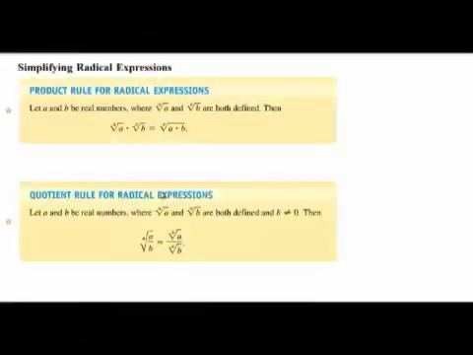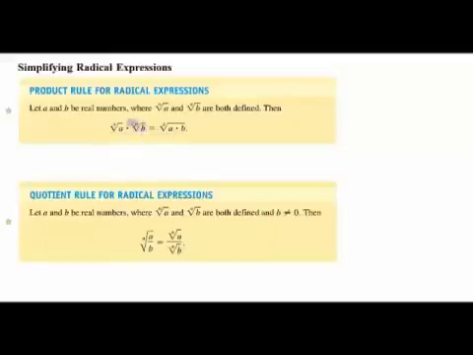Let's first look at a couple of rules for simplifying radical expressions. First, the product rule for radical expressions says let a and b be real numbers, where the nth root of a and the nth root of b are both defined. Then the nth root of a times the nth root of b equals the nth root of a times b. Now, since this is a rule that has just an equals in between it, it makes it much more powerful. We can use the rule this way, or we can use the rule this way.